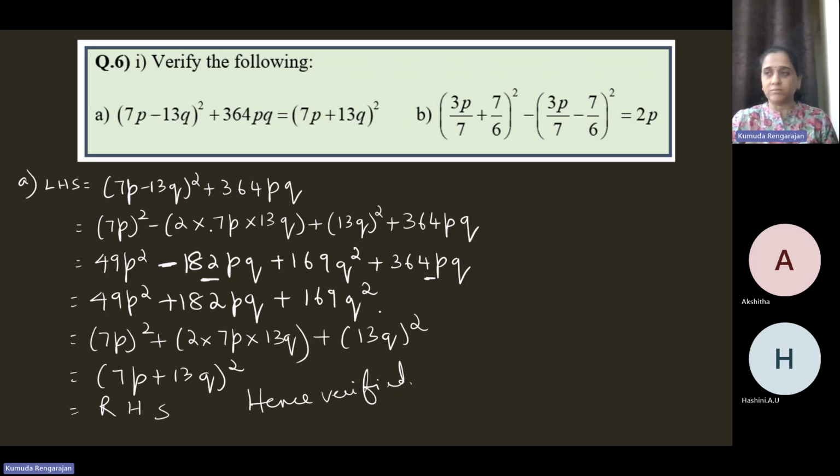Now we have three terms. The first, the 49 p square is a perfect square. 169 q square is also a perfect square. So I write them as 7p the whole square and 13q the whole square, and make the middle term 2 into a into b, 2 into 7p into 13q. When you check this, you get 182 pq. So now this is of the form a squared plus 2ab plus b squared, which is a plus b the whole square, which is the RHS.